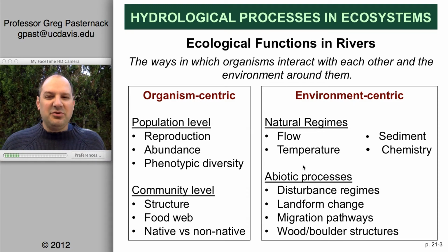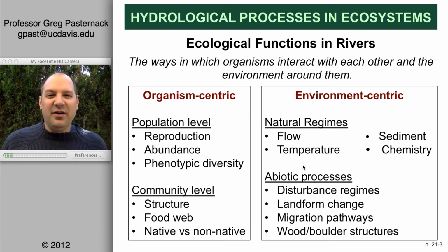From an environment-centric perspective, we don't worry as much about the details of what's going on to those organisms as we worry about focusing on creating the physical milieu within which those organisms are going to live. And so we could begin with something like the natural flow regime and characterize the aspects of that regime. And I encourage you to go back and look to see what the 5 components of the flow regime were.